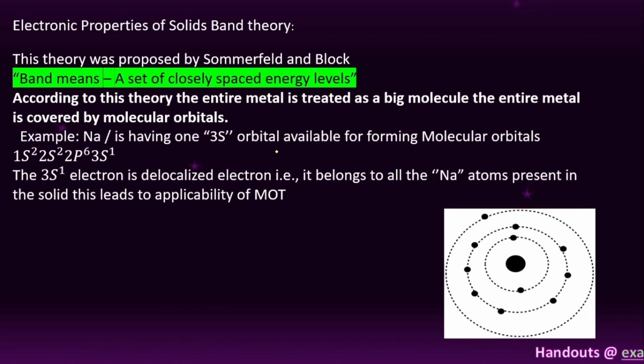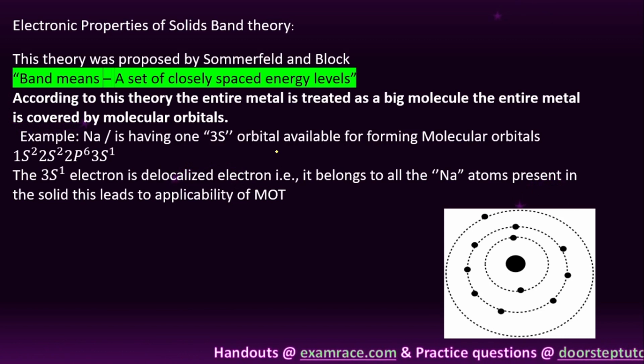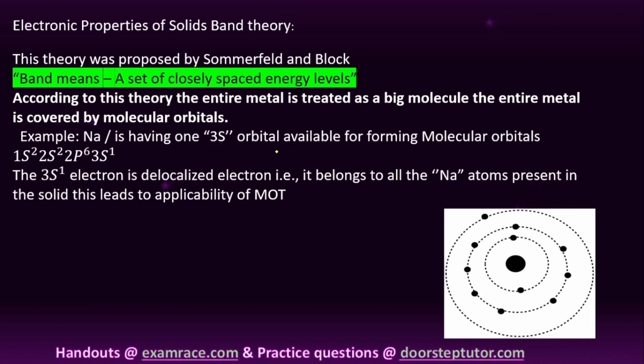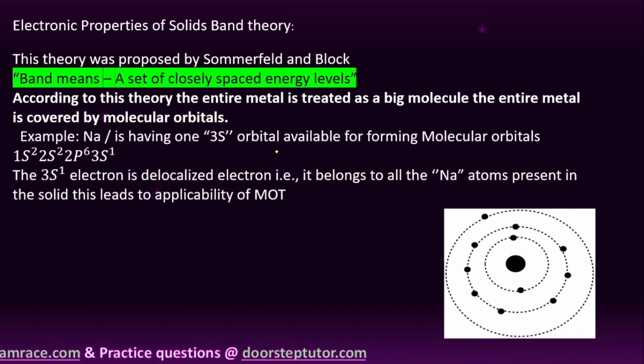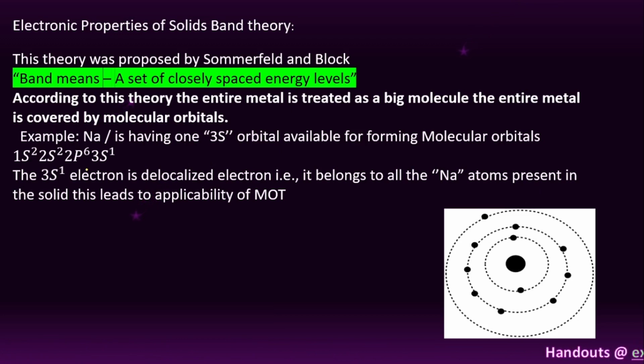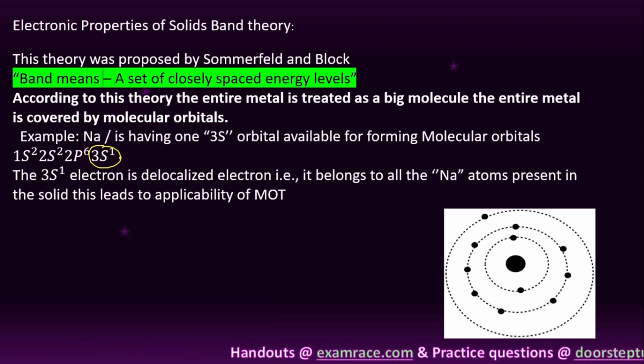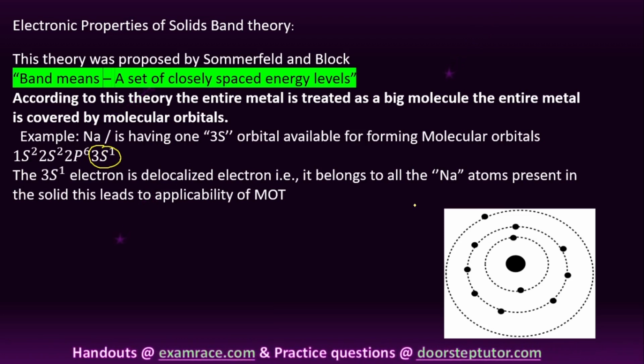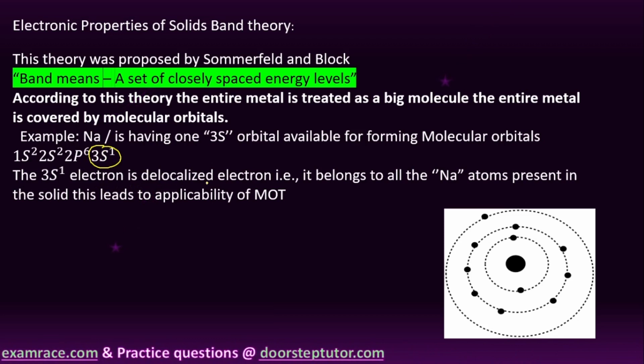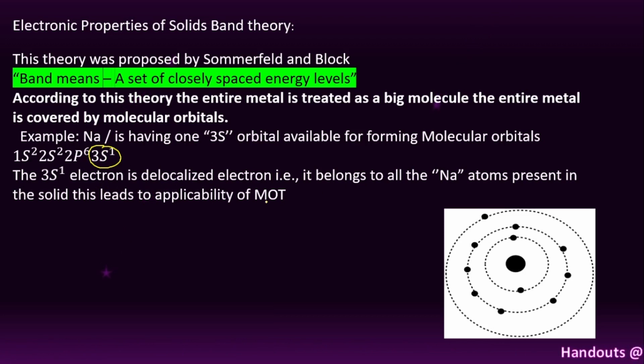For example, we will take lithium or sodium metal, which has one 3s electron. In lithium metal, only one 2s orbital is available for forming a bonding molecular orbital. This is the valency electron. Here you can see the electronic configuration, that is 1s2, 2s2, 2p6, 3s1. This is the 3s orbital, the outer electron, or we can call it the valency electron. This 3s1 electron is a delocalized electron, that is, it belongs to all the sodium atoms present in the solid. This leads to the applicability of molecular orbitals.